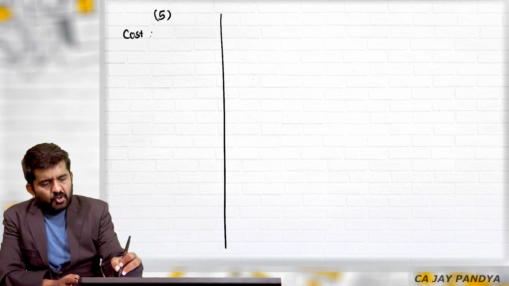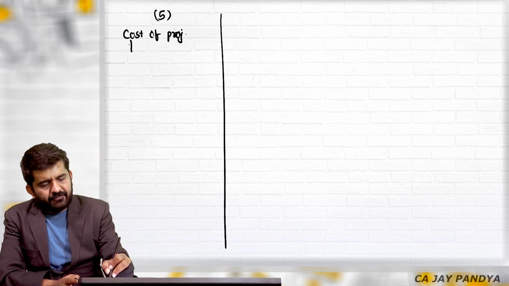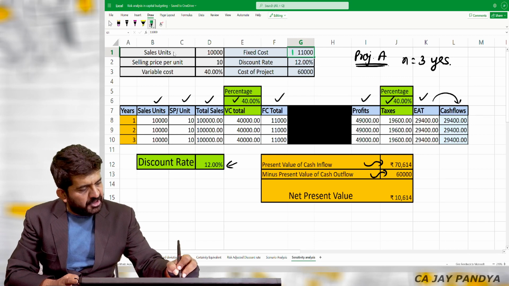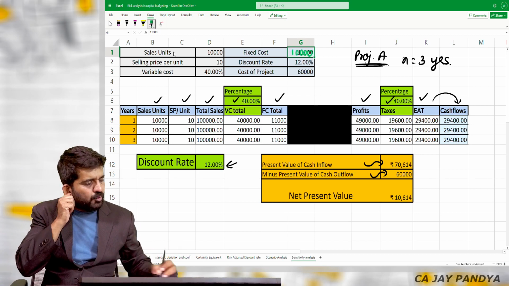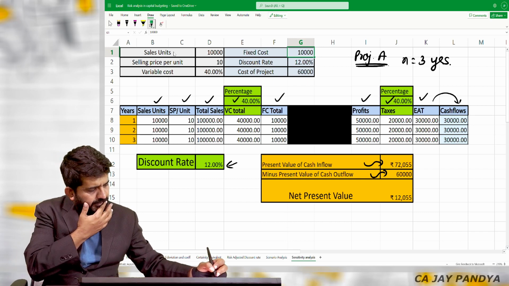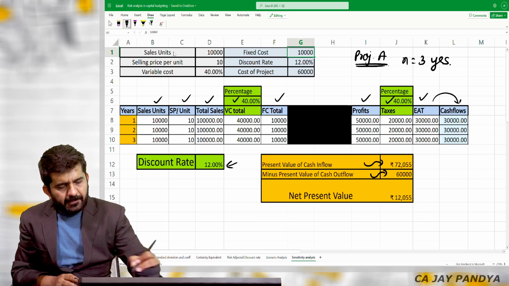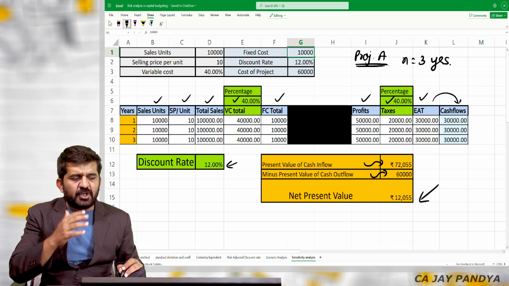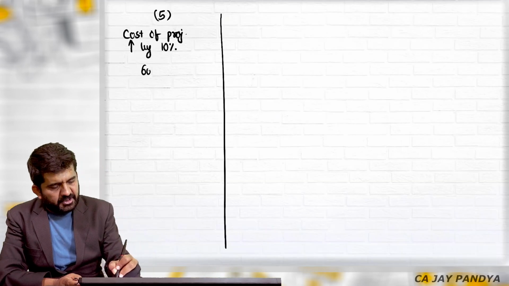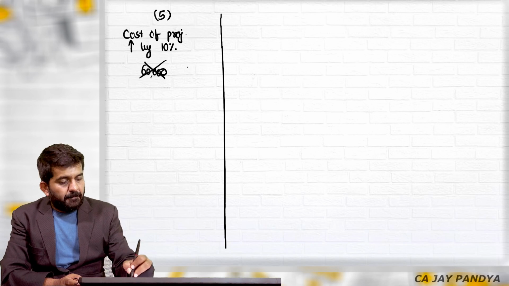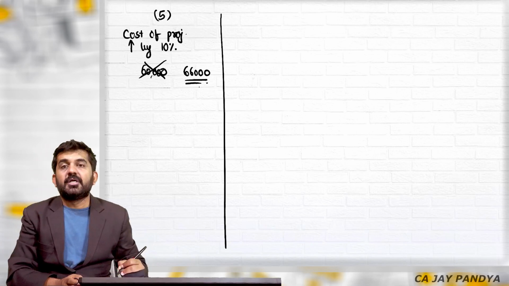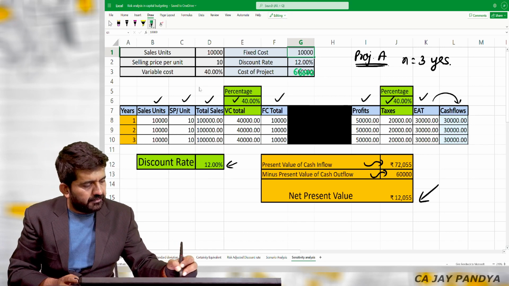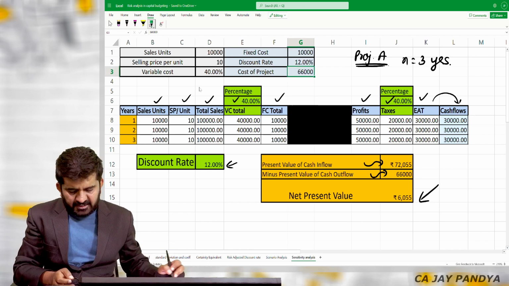If my cost of project increases by 10%, first let me make everything original. Original fixed cost was 10,000. When I make it original, I should always concentrate over here that this should come to 12,055, and now you can make some changes. If the cost of project instead of 60,000 becomes 66,000, it increases by 10%. My NPV will become 6055.